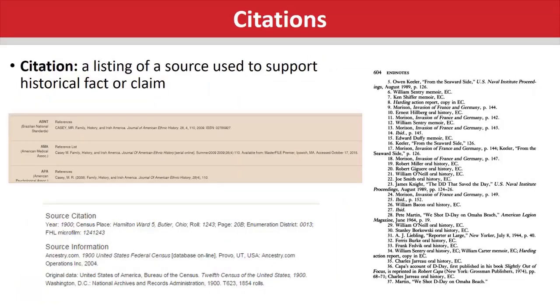Citations. Now, a citation is simply a listing of a source used to support a historical fact or claim. So there's a million different ways you can do this. Some people like to use endnotes or footnotes. Some people like to do in-text citations. There's a bunch of different standard formats you can use. But what it comes down to is just letting people who are reading your genealogy later know where you found the information. That's the main point of this.